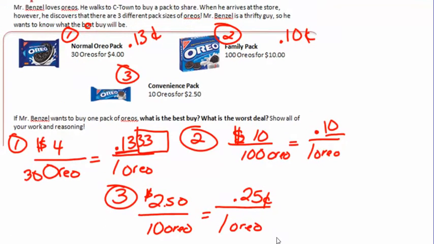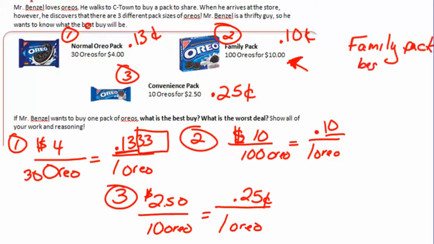All right. So we're going to go back here. Now, I've done all of the work, but I have not answered the question yet. So I want to know which one is the best deal. So per Oreo, this one is going to be the best deal. All right. So the family pack is the best deal. Make sure you write it out. Best deal. And the worst deal is the convenience pack. Number 3, convenience pack is the worst deal.